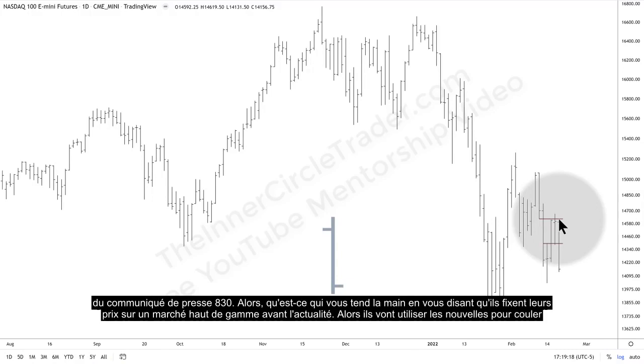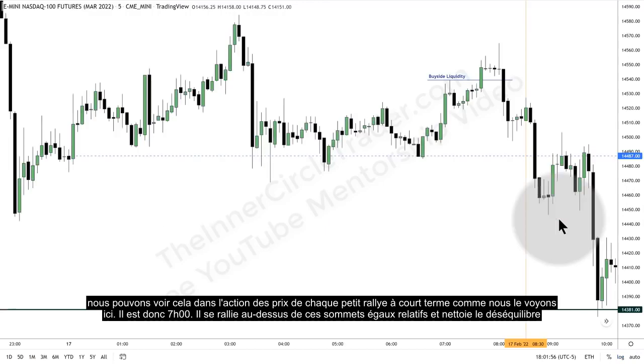So what's that tipping its hand to you, telling you? They're pricing in a premium market ahead of the news. So they're going to use the news to sink it lower, because the bearish bias is going to come into fruition. They're going to expand price lower, and they've already established their shorts because they accumulated above the opening price. And we can see that in the price action of each little short-term rally up, like we're looking at here.